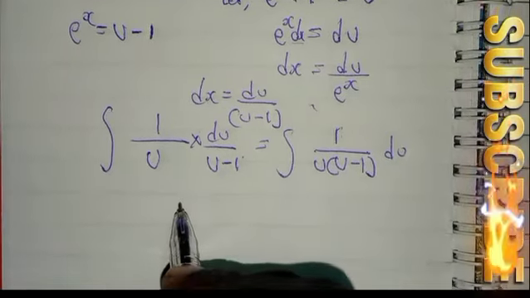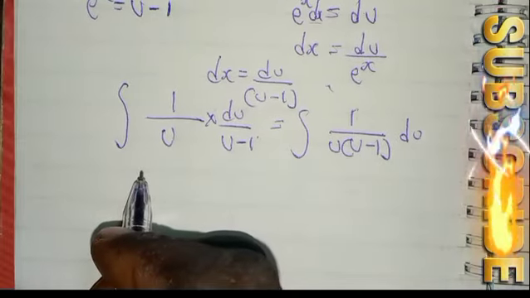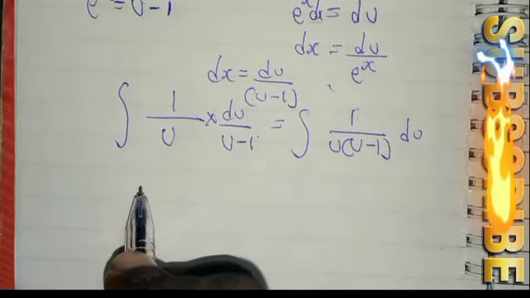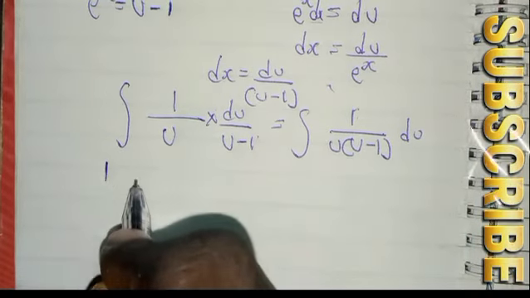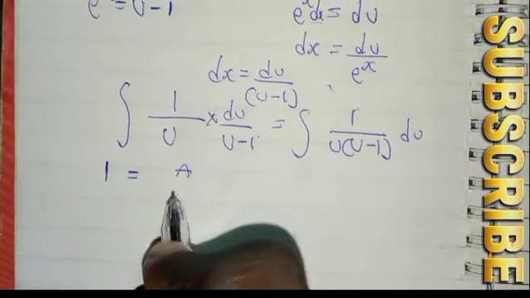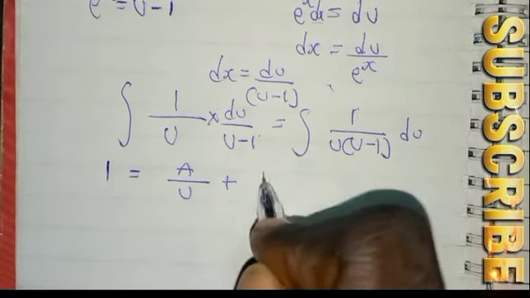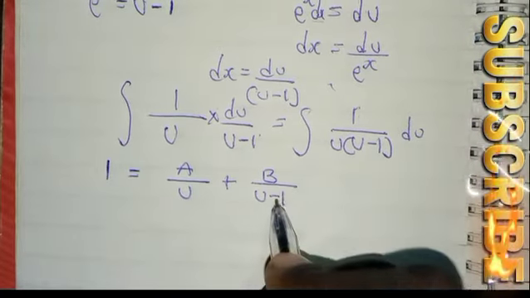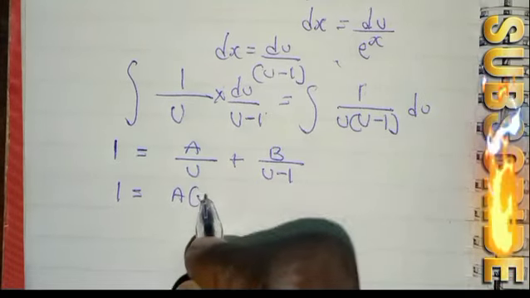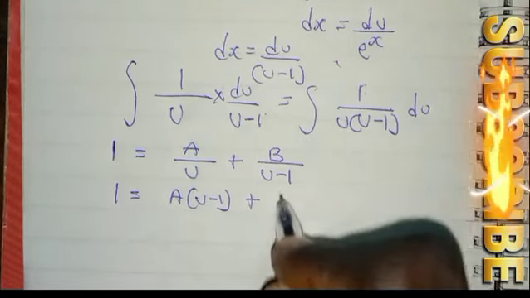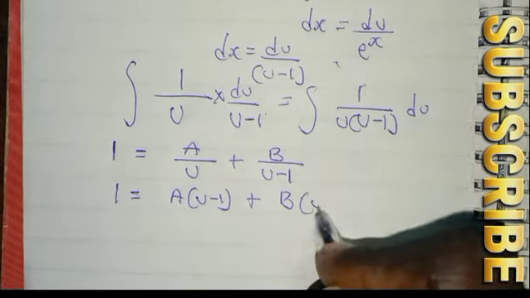Now I want us to use partial fractions. It looks very easy to understand. So when you use partial fractions, we can write this as 1 over u times u minus 1 is equal to A over u plus B over u minus 1. Now when you cross multiply, we have 1 is equal to A multiplied by u minus 1 plus B multiplied by u, right?